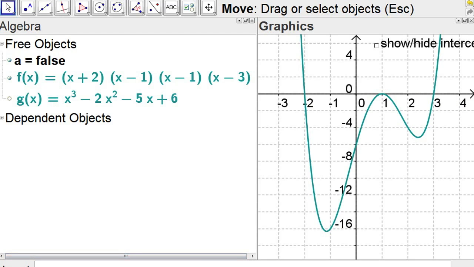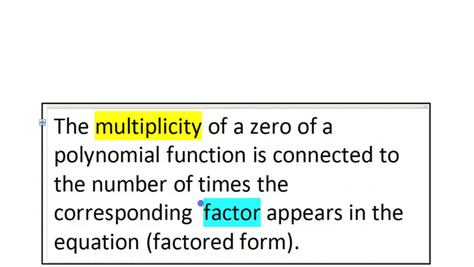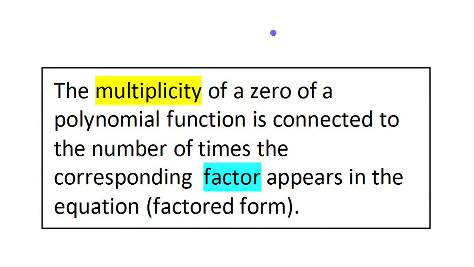So let's go back to here and look at it in a bit more organized way. When we're starting to have factors appearing more than once in a function, we're starting to talk about what's referred to as the multiplicity of zeros, how many times they occur. That factor that we had occurring twice means that 0 is going to have a multiplicity of 2. It's going to be what's called a double root.